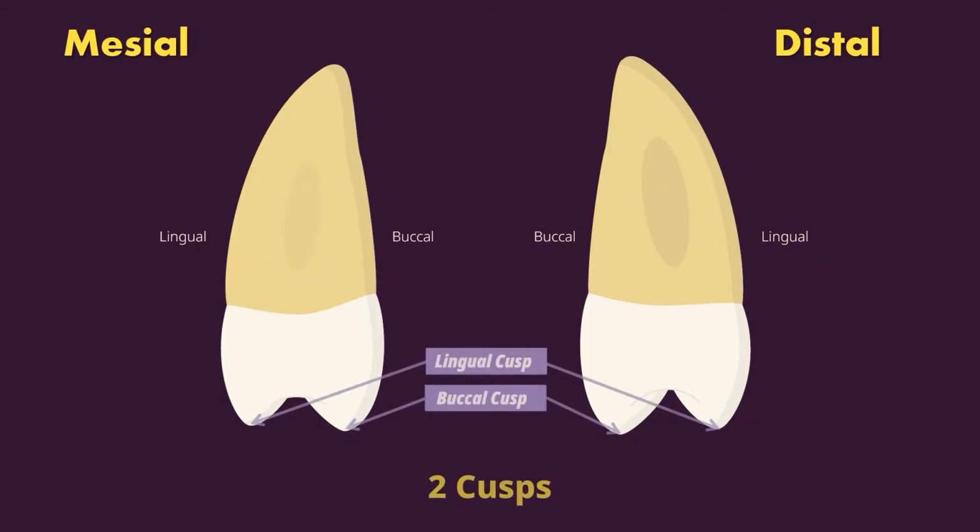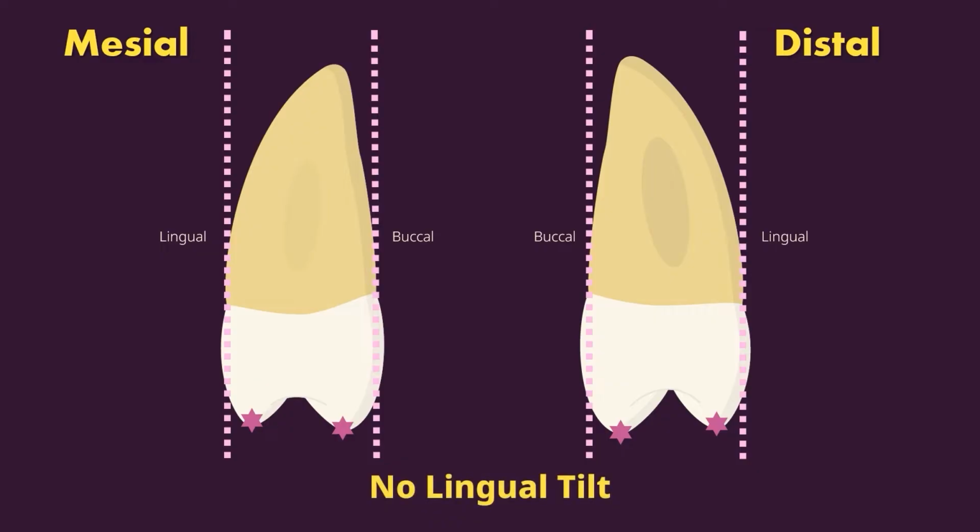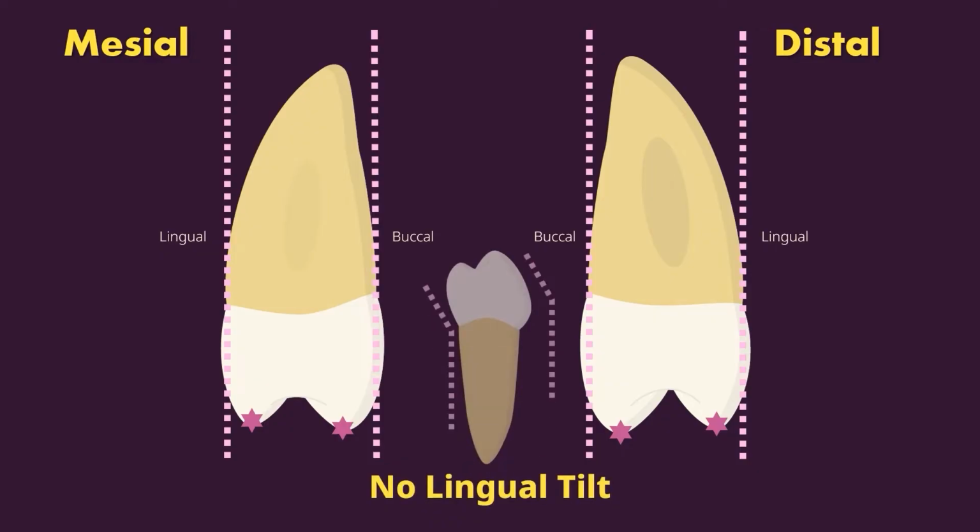There are 2 cusps. The buccal is taller, but it is nearly the same height as the lingual. There isn't as big of a difference as there was in the maxillary first premolar. The cusp tips are confined to the outline of the root trunk. There is no tilt to the crown like the mandibular premolars will have.